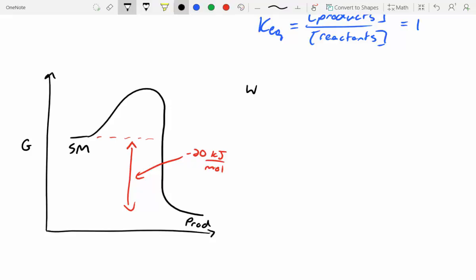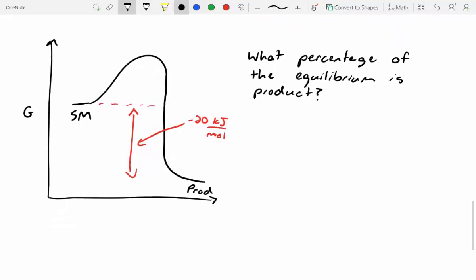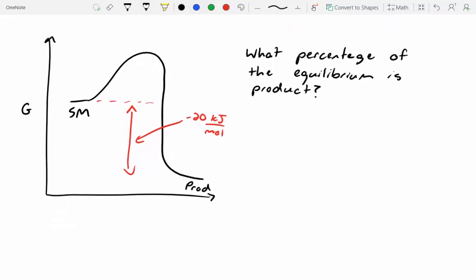Now the question is, what percentage of the equilibrium is product? So now we're going to have to use some math to solve this. So I'll give you guys a minute to work on this, but then try to check with your neighbor and see if you guys are coming up with the same answer.